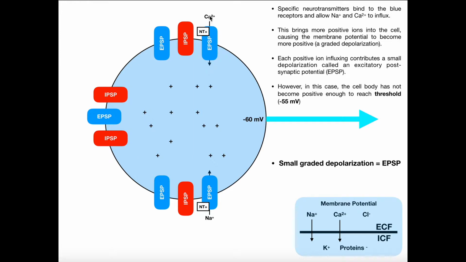But every time I move one positive ion in here, that's going to be what we call a small graded depolarization. It's not a massive depolarization like we're going to see in the action potential, but we're going to get little bits of positive charge that are moving into the cell, and if we add those together or do what we call summation, sum them together, maybe we'll have enough positive charges at some point to get all the way up to -55 millivolts.